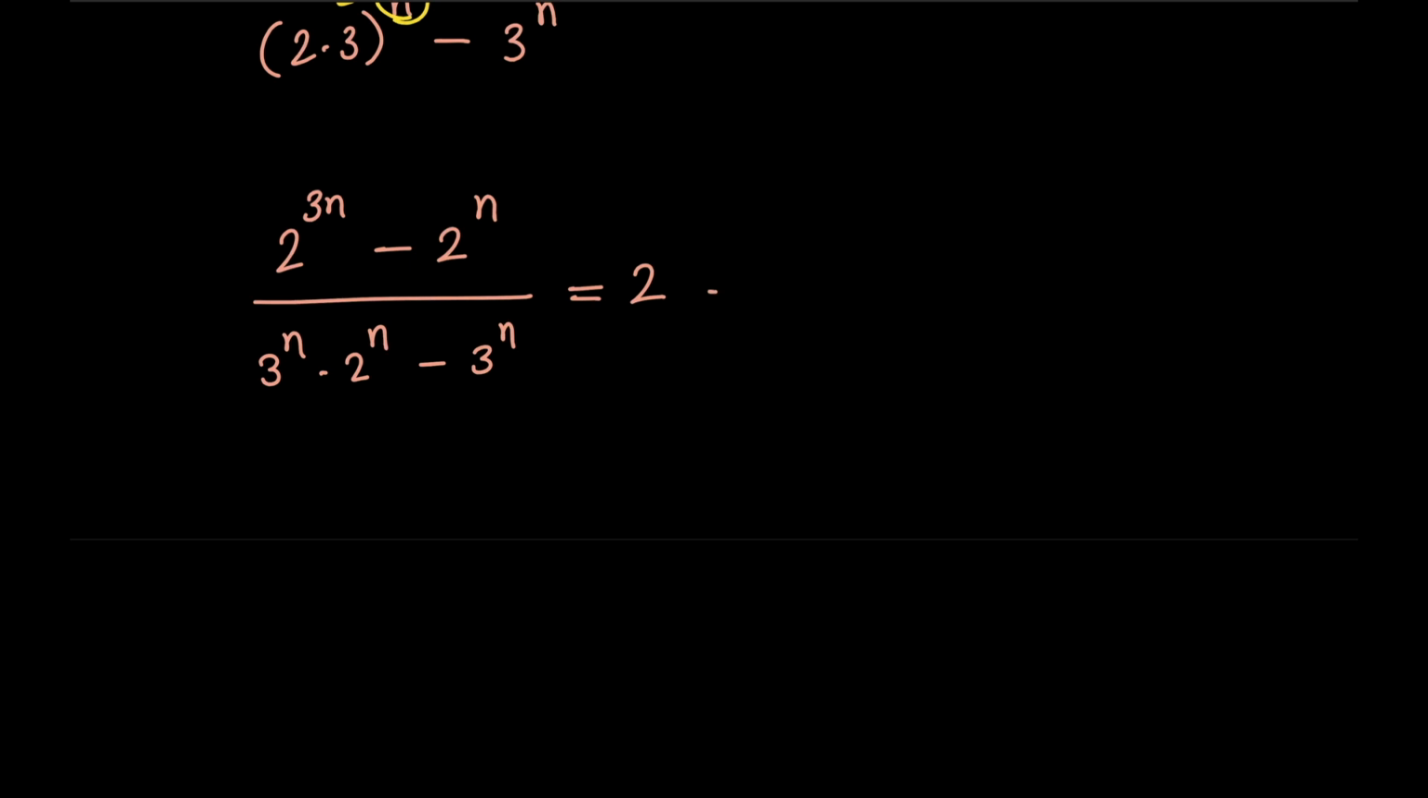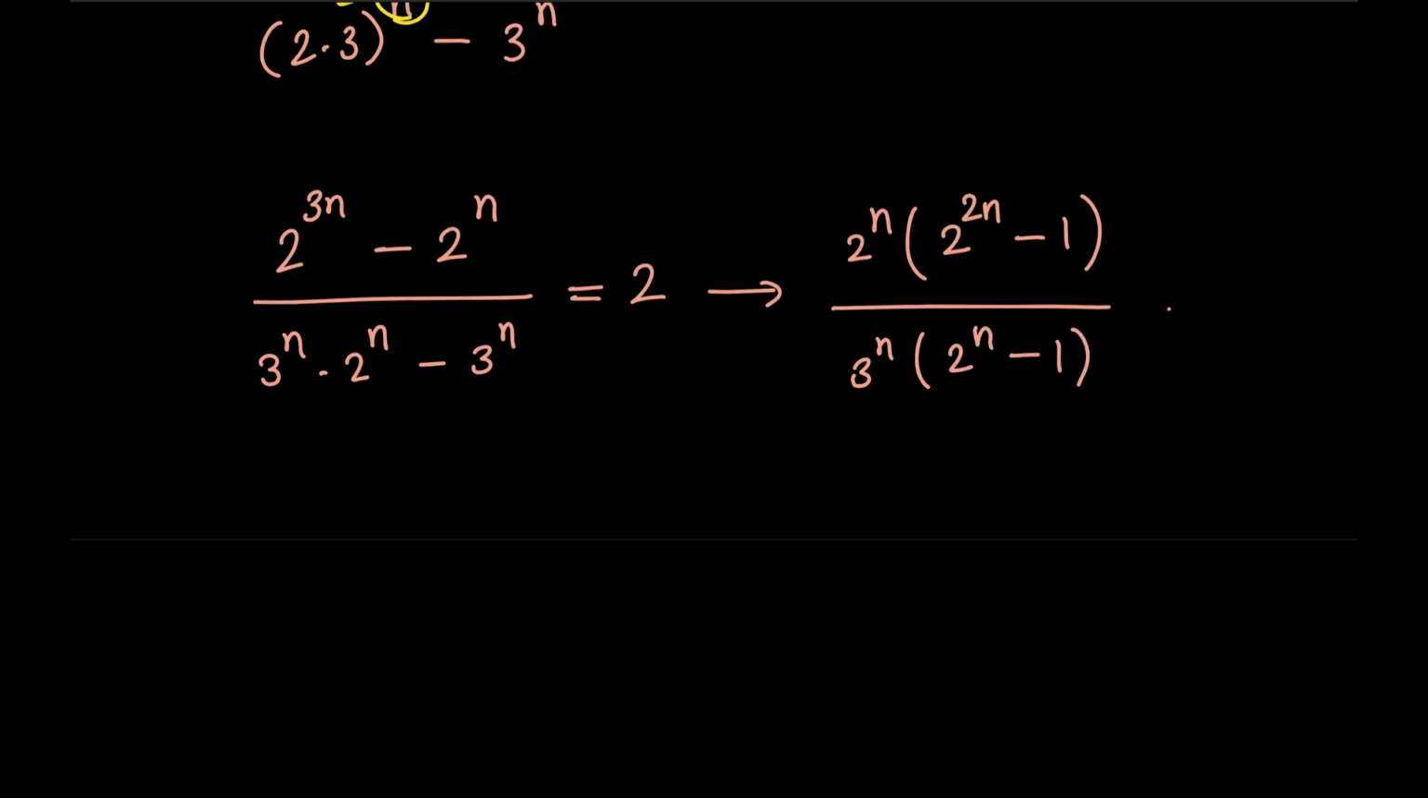Next, let's go ahead and factor out 2^n on the top of the fraction. So we're going to have 2^n times (2^(2n) - 1), all divided by, and in the bottom, let's go ahead and take out 3^n. So we're going to have that, and this equals 2.